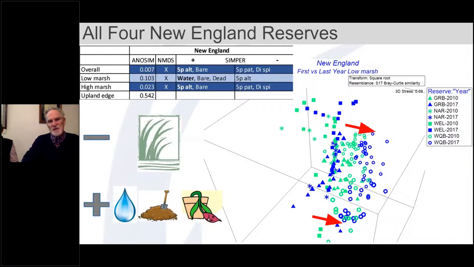this is just the low marsh data. You can see that the data change from 2010 in the greens to 2017 in the blues are all going the same direction. And what it shows is they're all losing. This is a low marsh now. They're all losing alterniflora, and it's being replaced. It's drowning, essentially, replaced by water and bare soil and dead plants. Next.